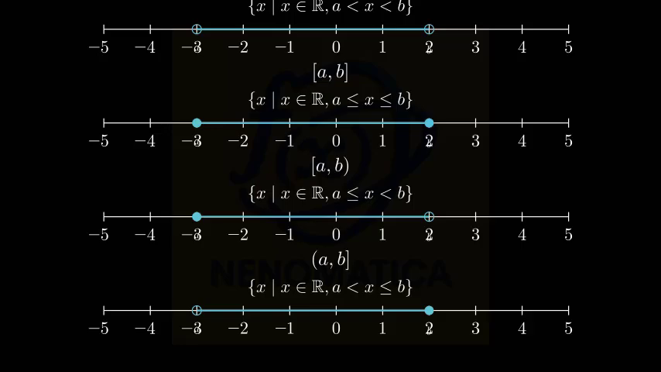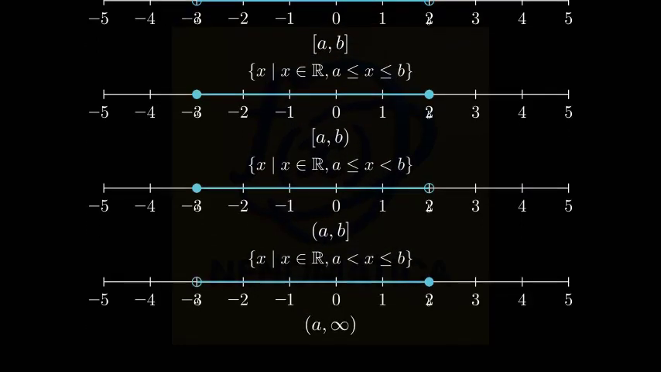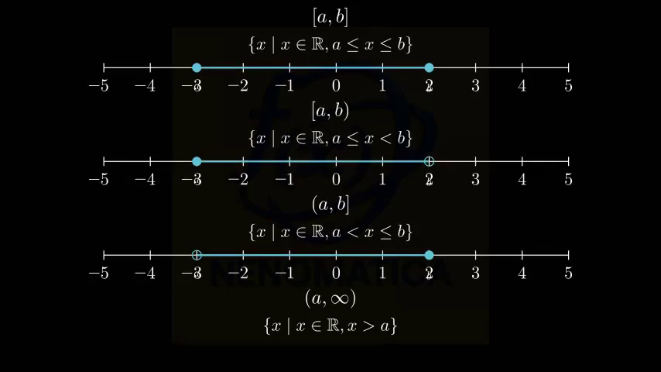Next, let's look at infinite intervals. The first type is denoted as (a, infinity) in parentheses. This interval includes all real numbers x such that x is greater than a.